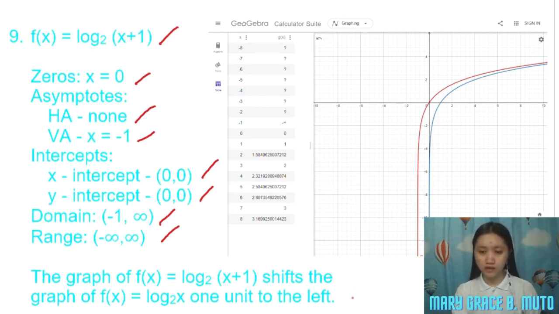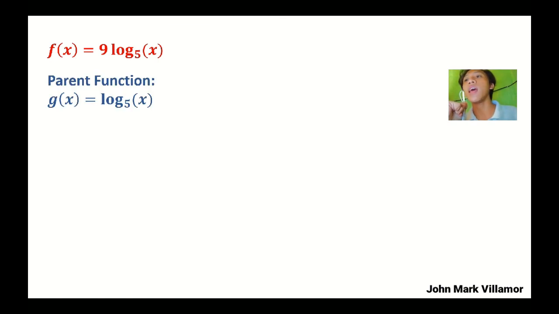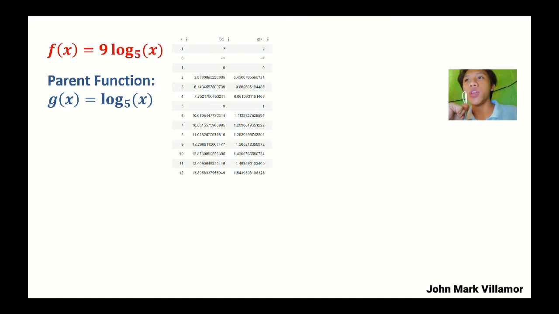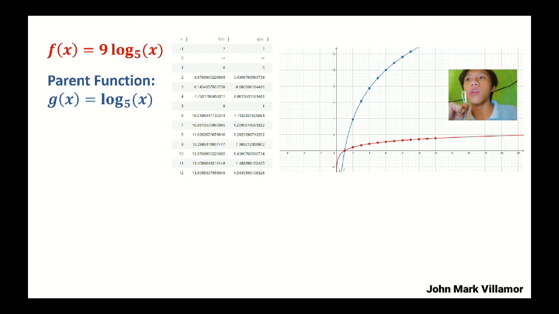1 unit to the left. So number 10, the logarithmic function is f of x equals 9 log base 5 of x, and its parent function is g of x equals log base 5 of x, given the table of values of the logarithmic and parent function through GeoGebra. And in the graph, we can see that the graph of the logarithmic function f of x equals 9 log base 5 of x stretches because the c, which is 9, is greater than 1.